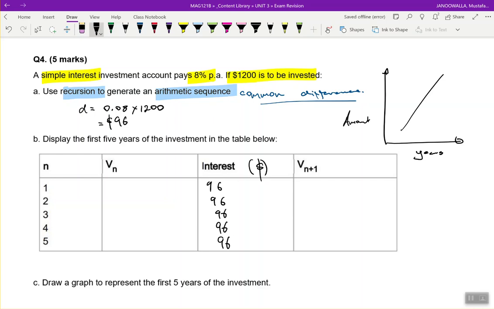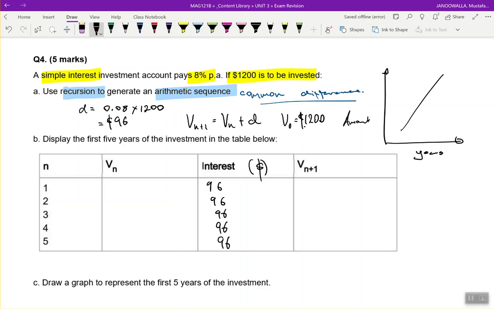So we've got that. So the next step is to actually write it. So Vn plus 1 equals Vn plus common difference D, and where V naught, our initial investment, is 1200. Okay, and with that you can fill up the rest of this table.